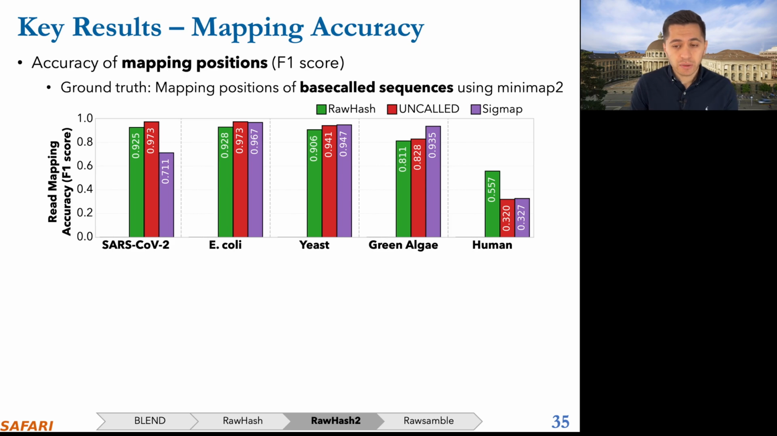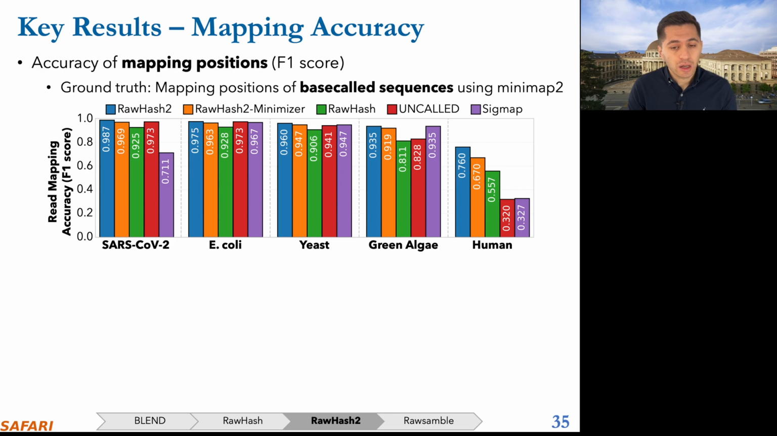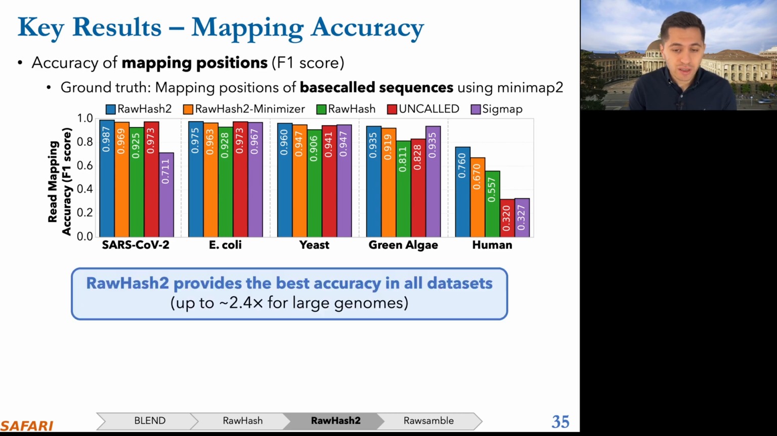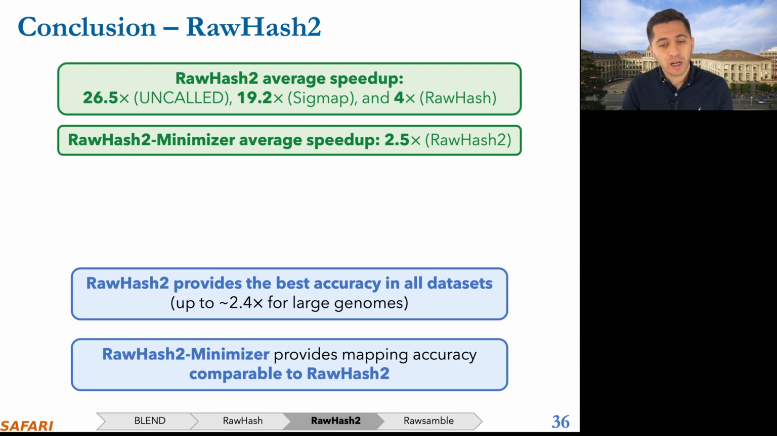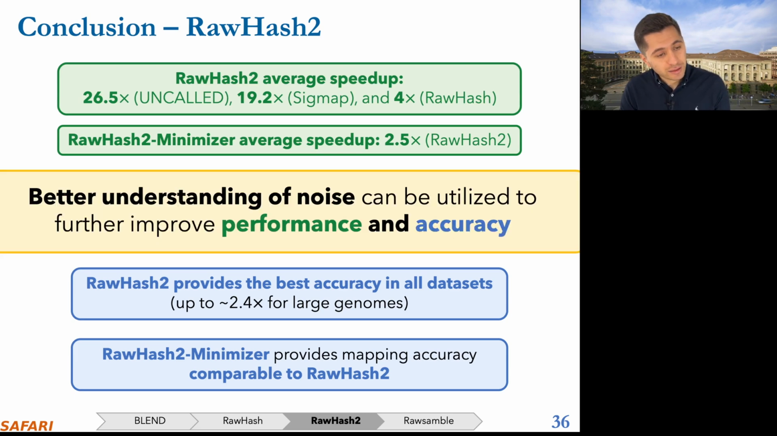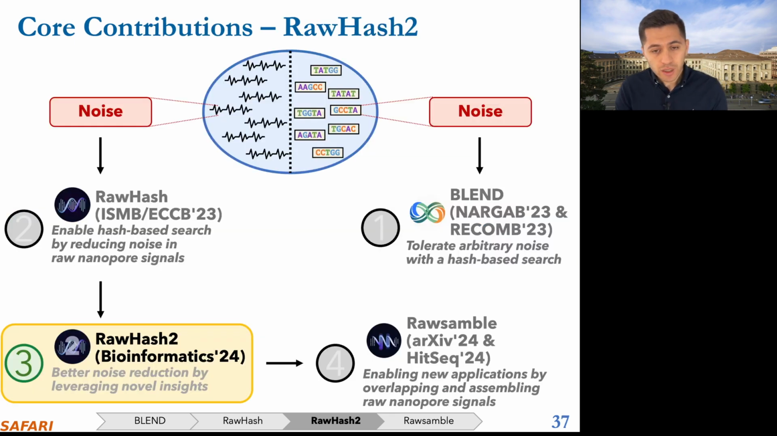RawHash provides comparable accuracy on smaller genomes and substantially better accuracy for the human genome, while RawHash2 and RawHash2 Minimizer substantially improve accuracy with the new and effective quantization and chaining mechanisms. We find that RawHash2 provides the best accuracy in all datasets, and RawHash2 Minimizer provides mapping accuracy comparable to RawHash2. By looking at both performance and accuracy results, we conclude that better understanding of noise can be utilized to further improve performance and accuracy. This concludes our third contribution, RawHash2.